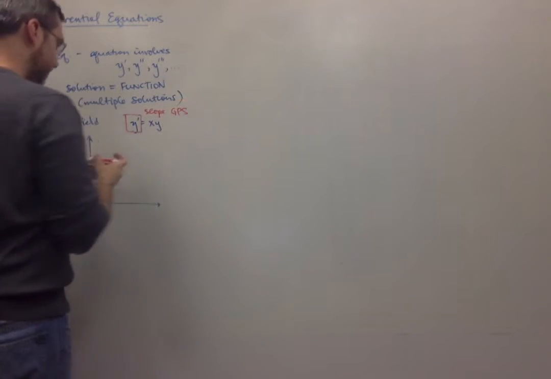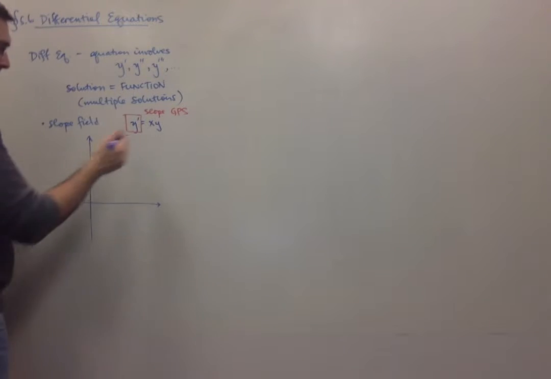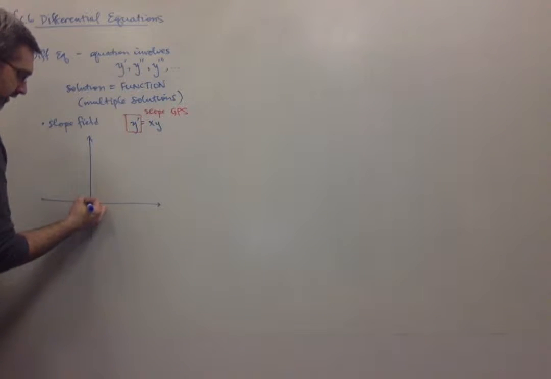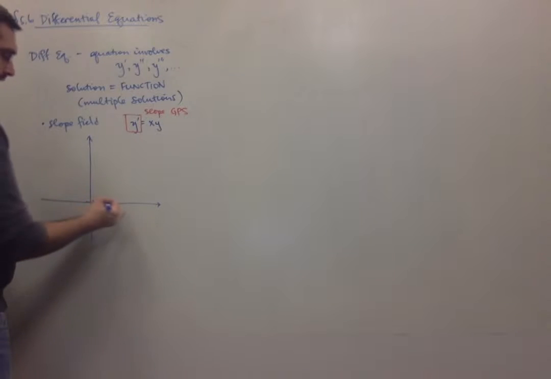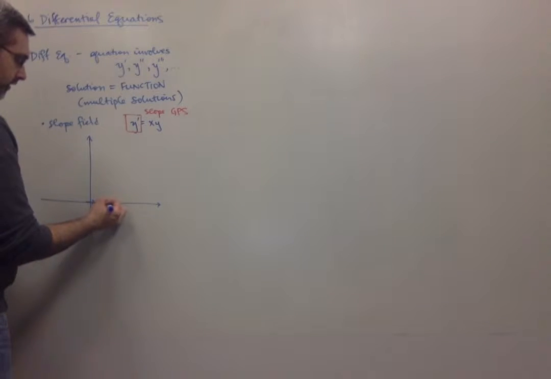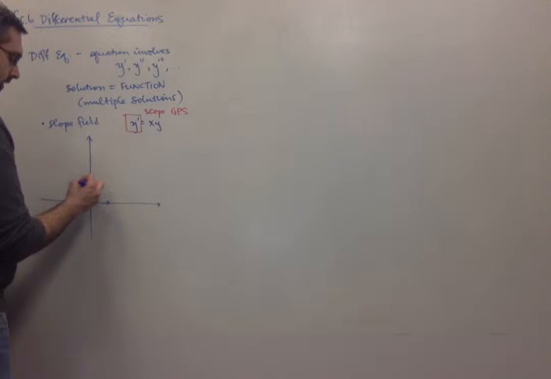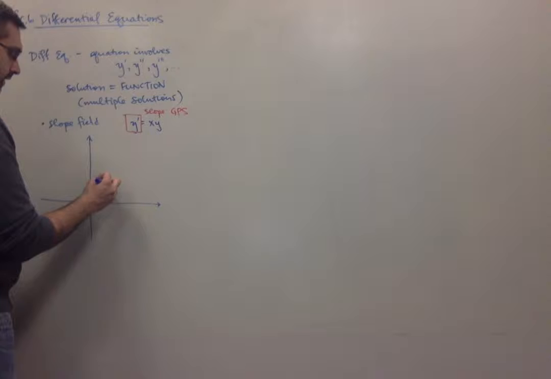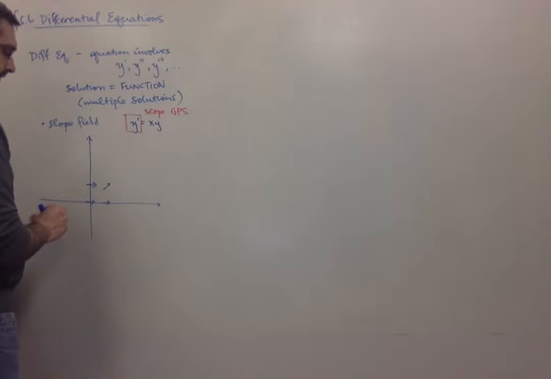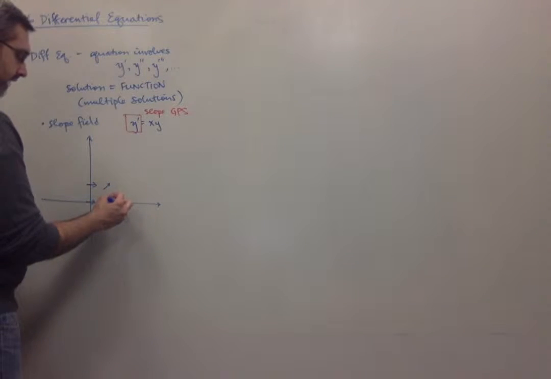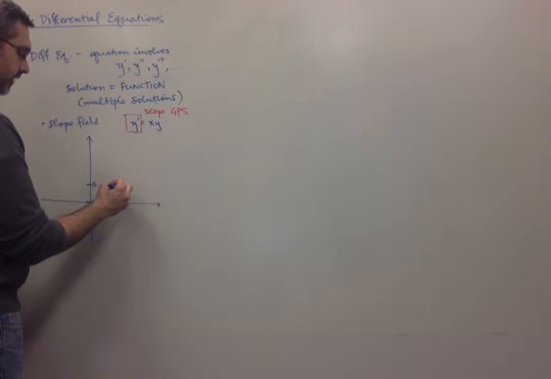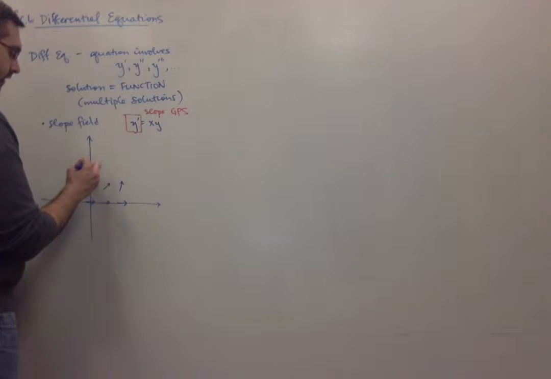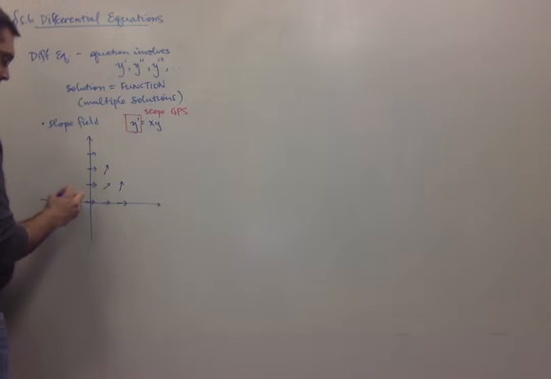So it's a little bit like a GPS, and depending on where I am, for instance, at (0, 0), the slope there is 0. At (0, 1), the slope is 0. At (1, 0), the slope is 0. But at (1, 1), the slope is 1. At (2, 0), the slope is 0. But at (2, 1), the slope is 2. So I end up with a bunch of arrows everywhere here.